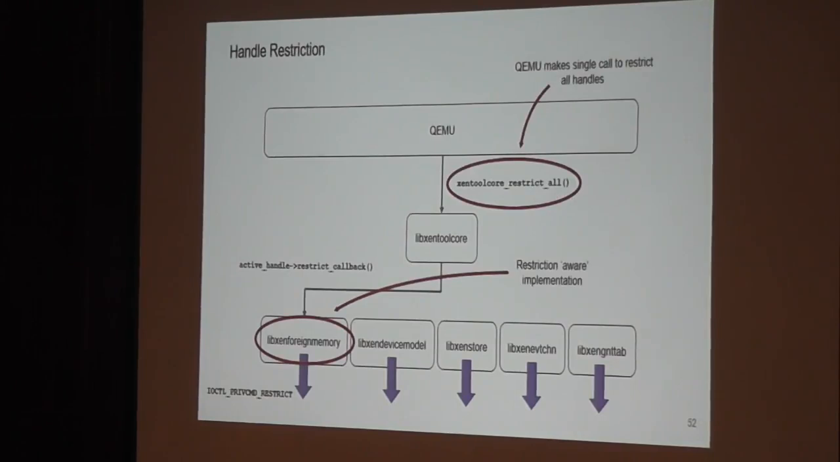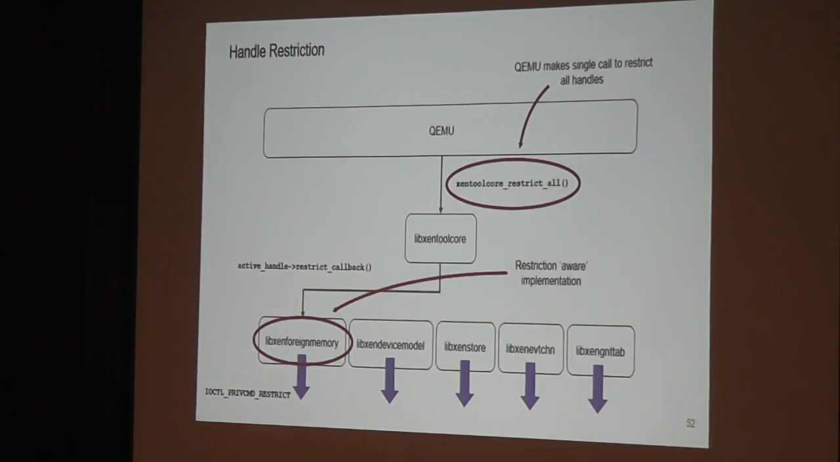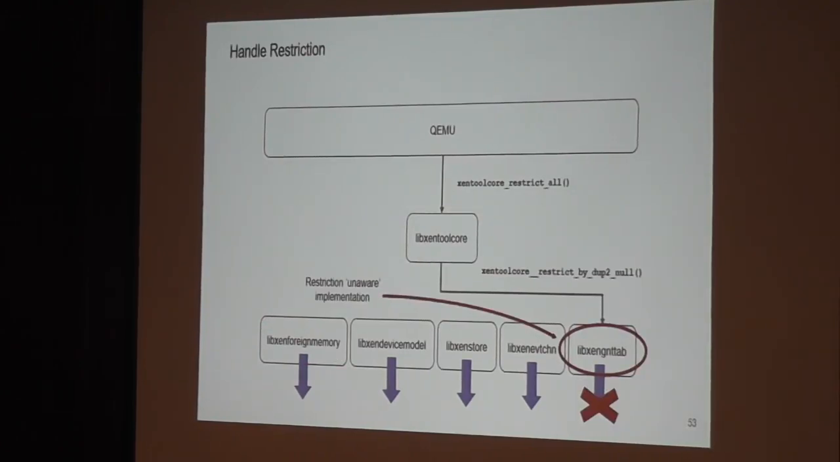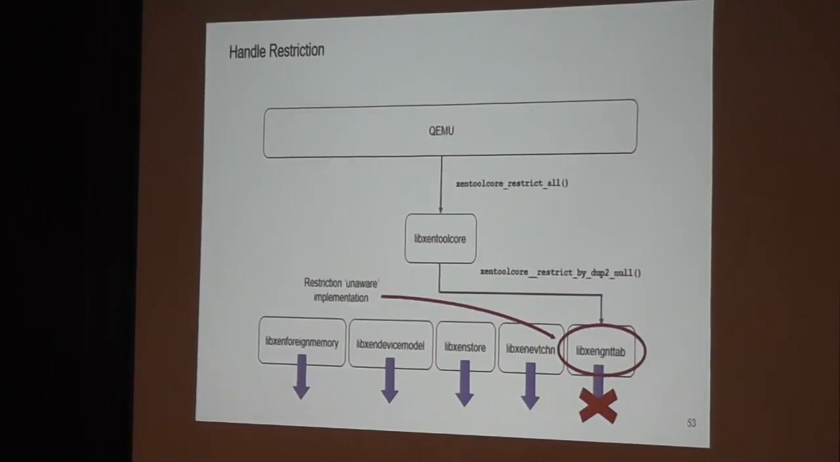And that means that then QEMU can issue a restrict all operation to toolcore. Toolcore knows about all the active handles that QEMU's got open, and it calls a restrict callback. And for libxenforeignmemory, that will then cause the IOCTL privcmd restrict operation to be issued, restricting that file handle. Some of the libraries don't actually have any mechanism to restrict so far. So there's a default way of restricting, which is slightly hacky, but it works, which is basically where we take the open file handle and we dup it onto a file handle opened against /dev/null, which means that basically anything that's issued down that file handle from then on will go nowhere.